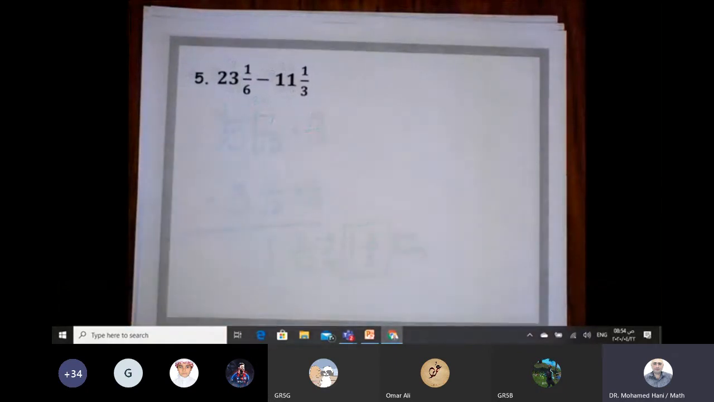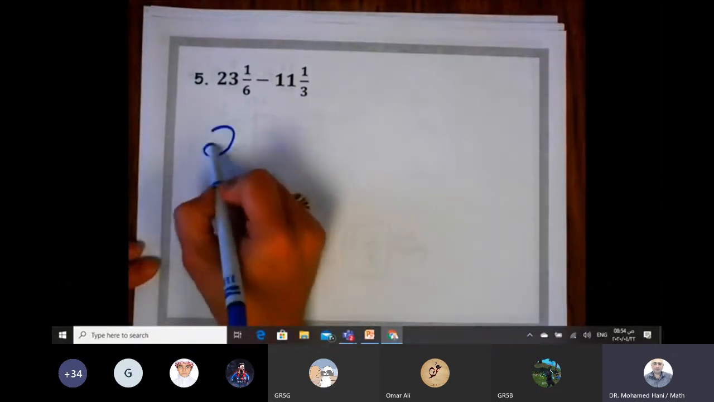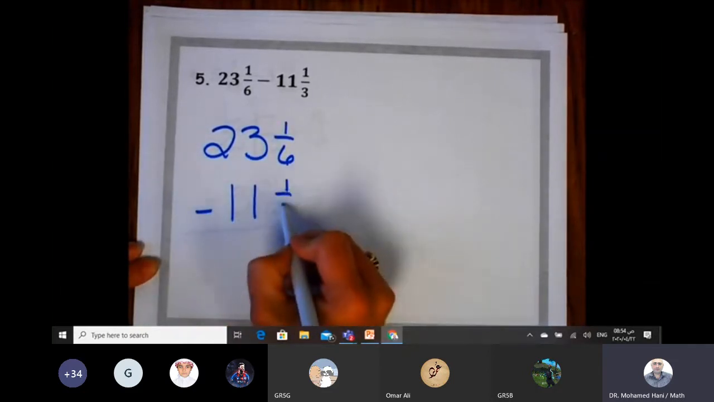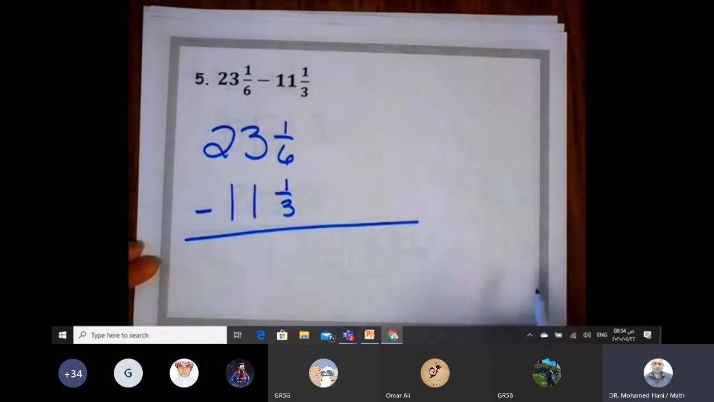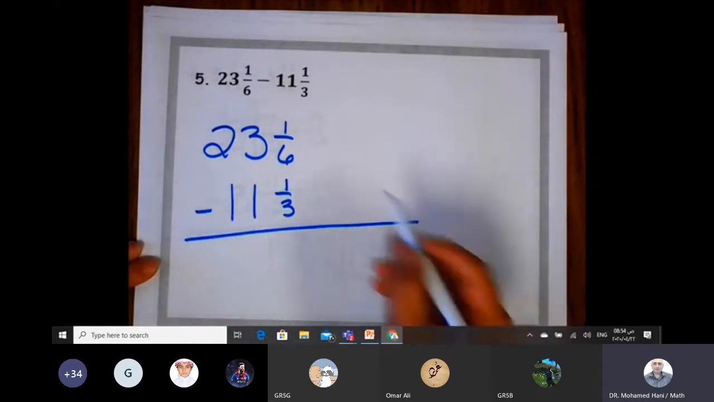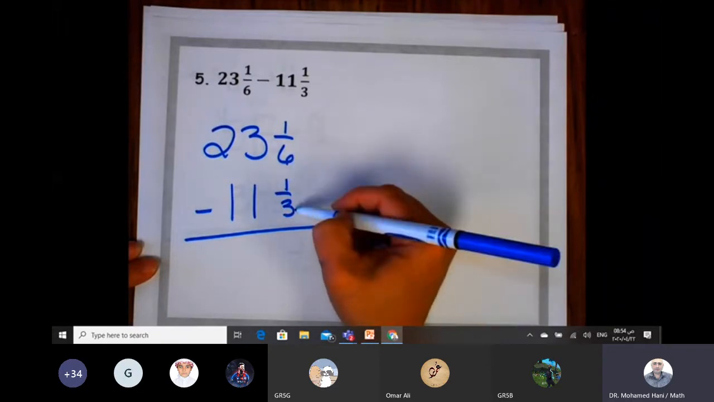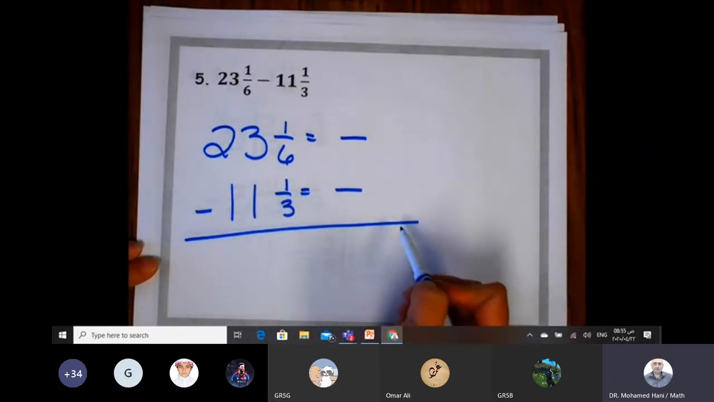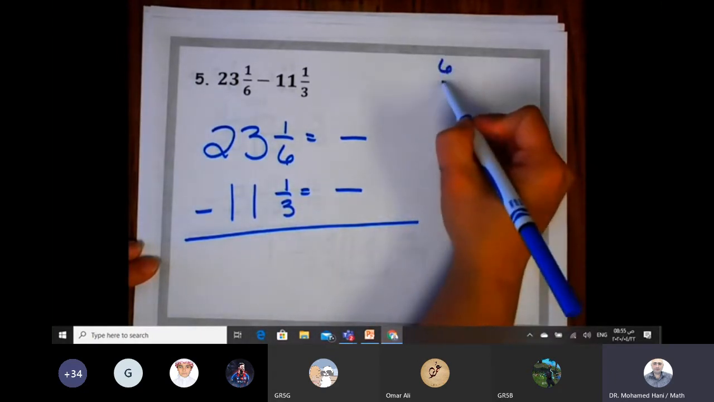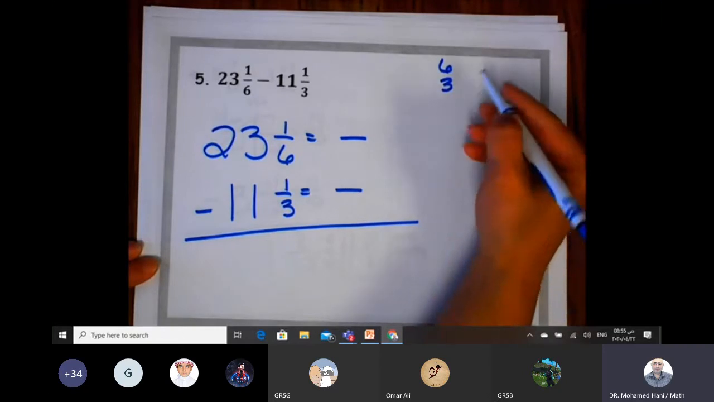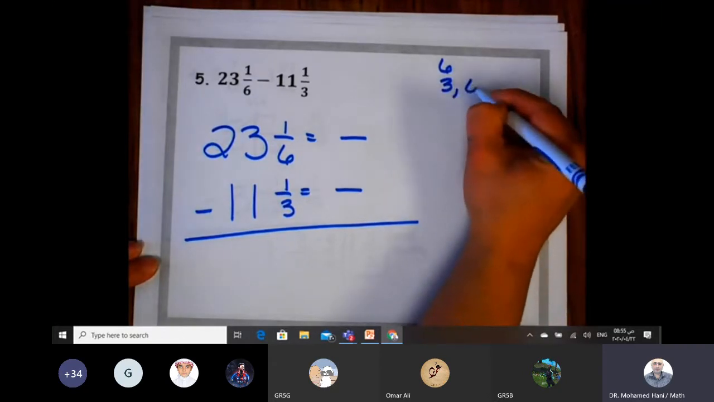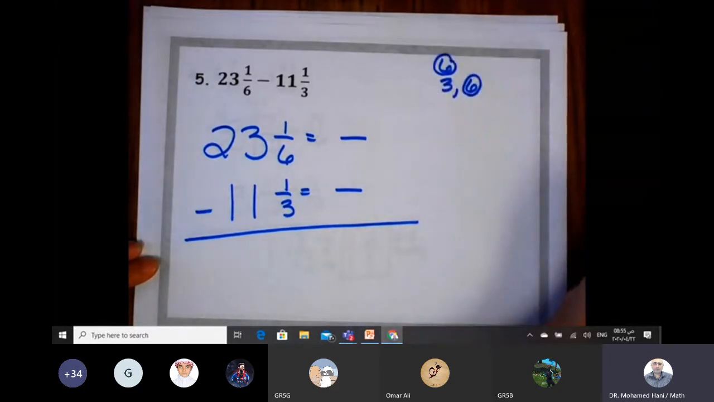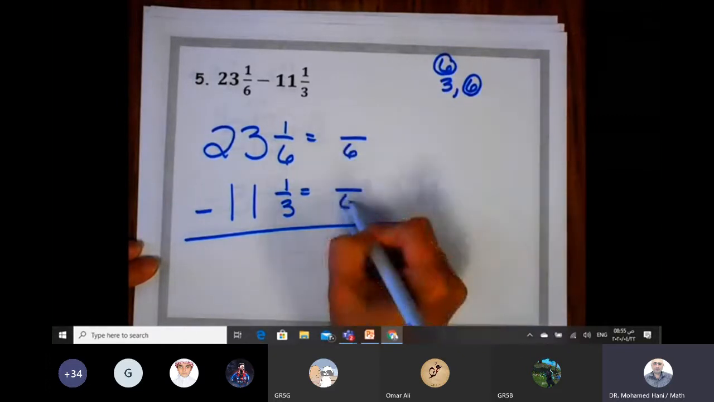Let's look at number 5. 25 and 2/3... 1/6 minus 11 1/3. Notice this time my denominators are not the same, so that means I'm going to have to find a common denominator. So I'm going to count by 6s and count by 3s. I'm going to start with 3s. 3, 6. I can stop because they have a multiple in common. So my common denominator is 6.